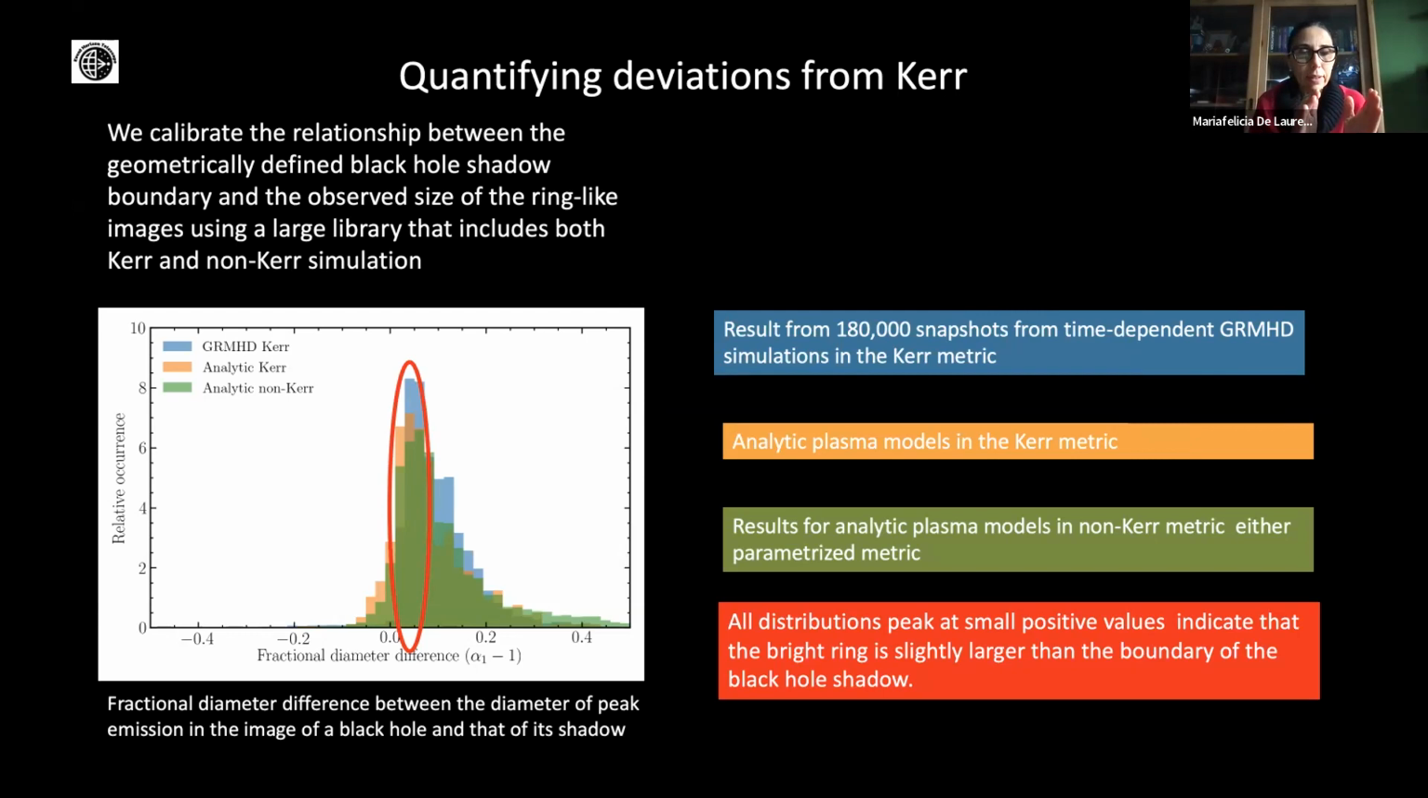The blue histogram shows the result of 180,000 snapshots from time-dependent Sgr A* EHT simulations in the Kerr metric, changing spin, inclination, and plasma parameters, while the orange shows the same but for analytic plasma models in the Kerr metric, where we relaxed some assumptions of the EHT model. The green histogram shows the result of analytic plasma models in metrics that deviate from Kerr. We also used parameterized metrics that do not depend directly on a theory, but are able to mimic many theories using just one equation. This is amazing. We saw that this distribution peaks at a small positive value, which indicates that the peak of the bright ring is slightly larger than the boundary of the black hole shadow.